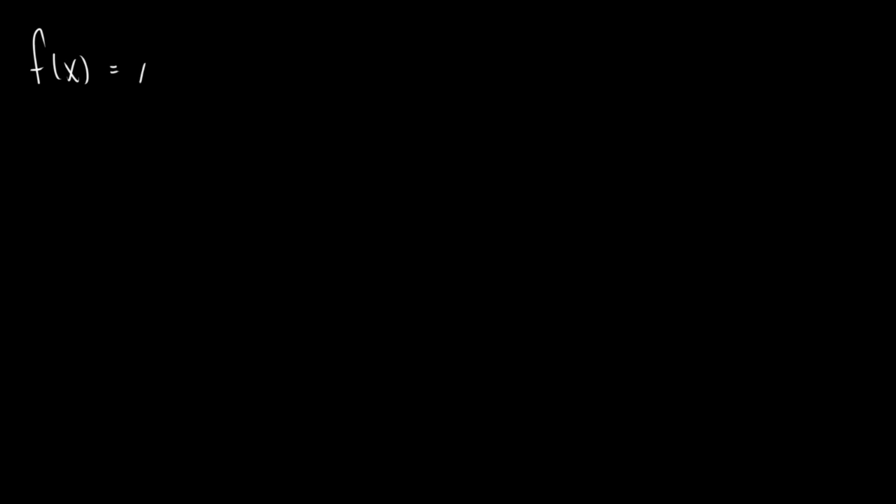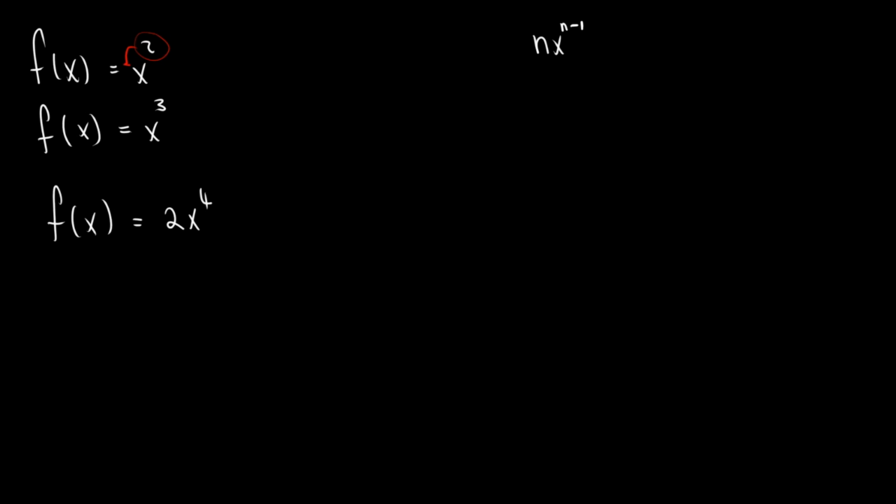Let's say that f of x is given as x squared, f of x is given as x cubed. Let's do one more: 2x to the fourth. Now it's very easy to find derivatives. There's a little technique you can use, and it usually looks like this: n x to the n minus 1. What this means is you take your exponent, multiply it forward, and then subtract 1.